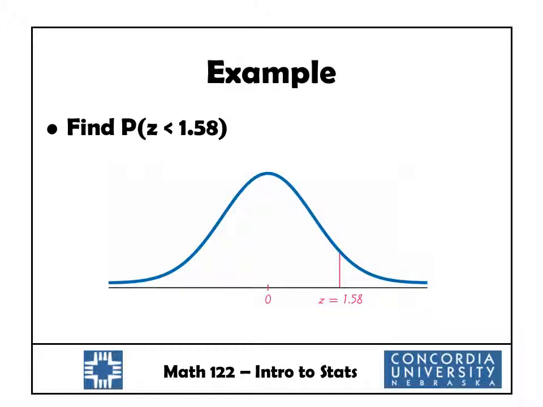We shade to the left in this case, and that area is our probability. Now we can't find that area by just multiplying width times height, because it's not a simple rectangle. Instead we use our z-score table.